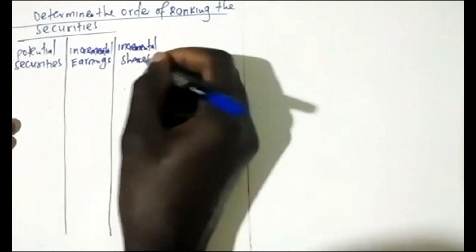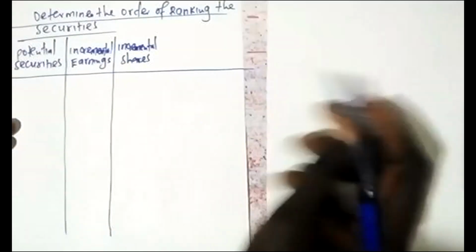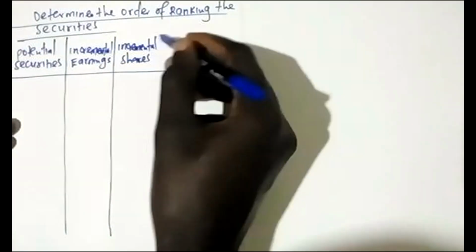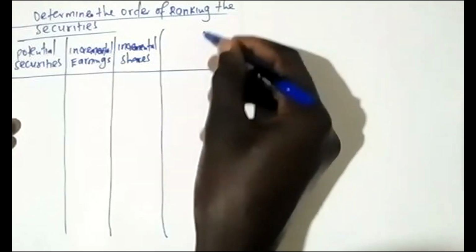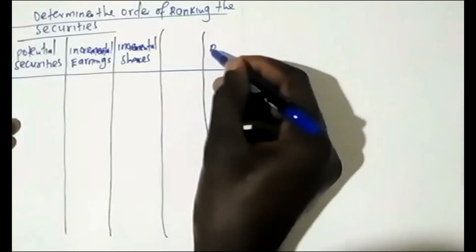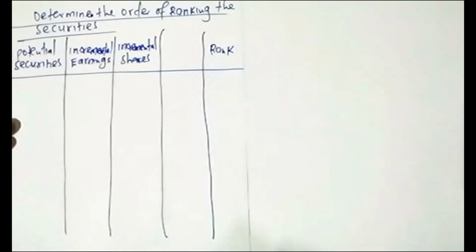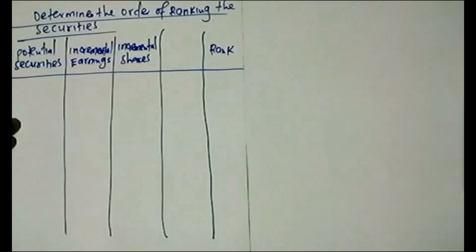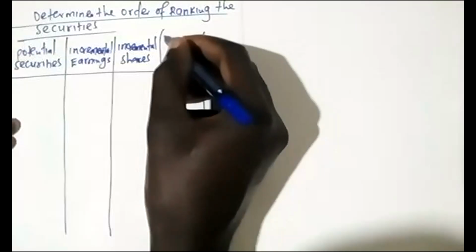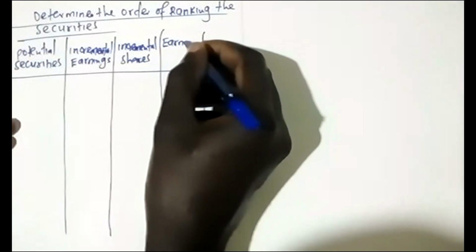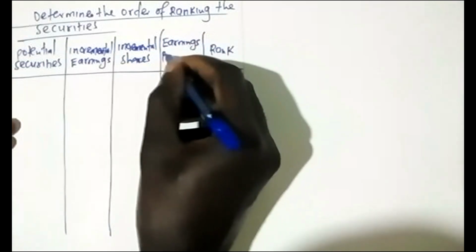Also, I will explain why we have this. Then we have two remaining columns here. The one for ranking, the one you rank, the last one. Then here is all about earnings per incremental shares.